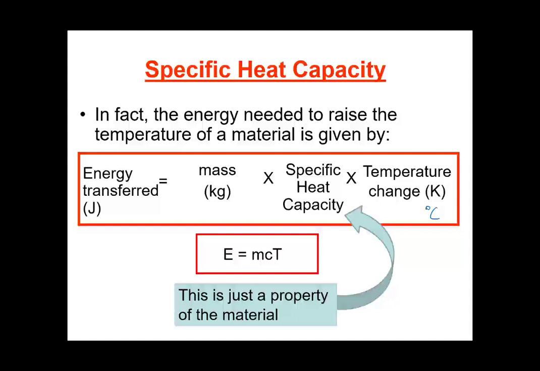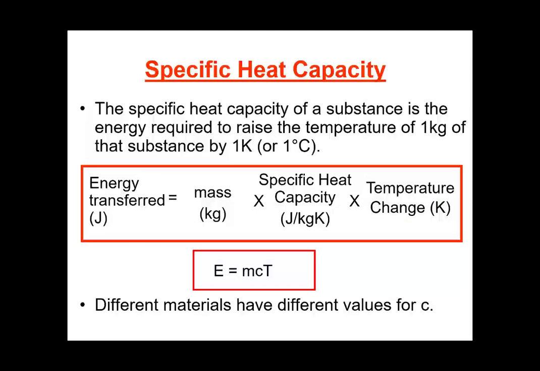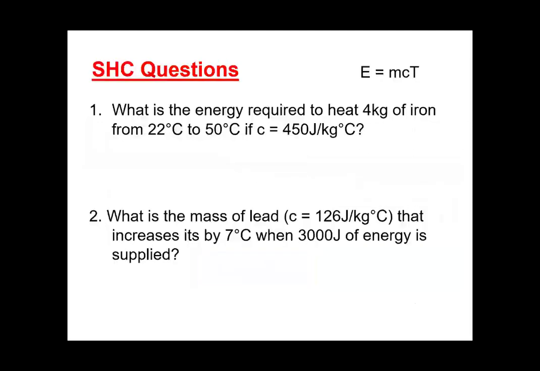So the formula we're going to use is energy equals m c and then temperature change. Sometimes you'll see it written as delta T for change in temperature, and then sometimes rather than using E for energy, they use Q for heat. Either of the symbols, they're fine. Now, specific heat capacity is essentially just a property of the material. Different materials have different values for their specific heat capacity, and these are determined experimentally. So let's do a couple of examples to explore this together.